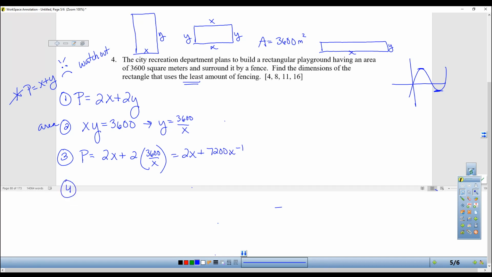Step 4. So I don't even know what this equation looks like. Certainly it's not a regular polynomial function, but somewhere it has a low point, and I want to find that. And when that happens, its derivative is going to be 0. So I take the derivative, 2 minus 7200 x to the negative 2, and I set that derivative equal to 0. Because whatever this graph looks like, I know that when the derivative is 0, that must mean I'm at a low point or a high point.